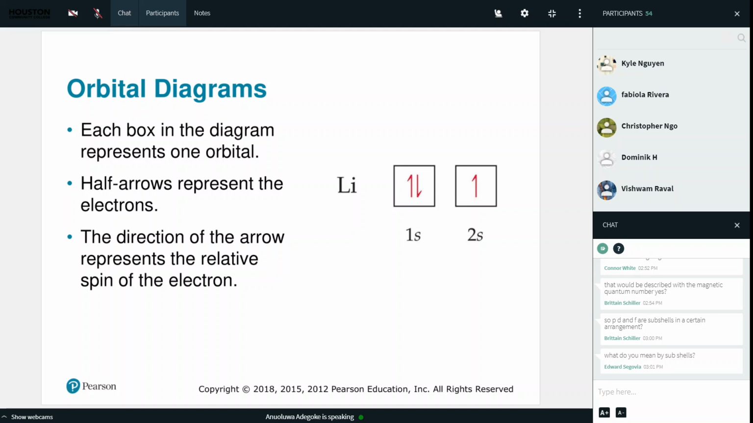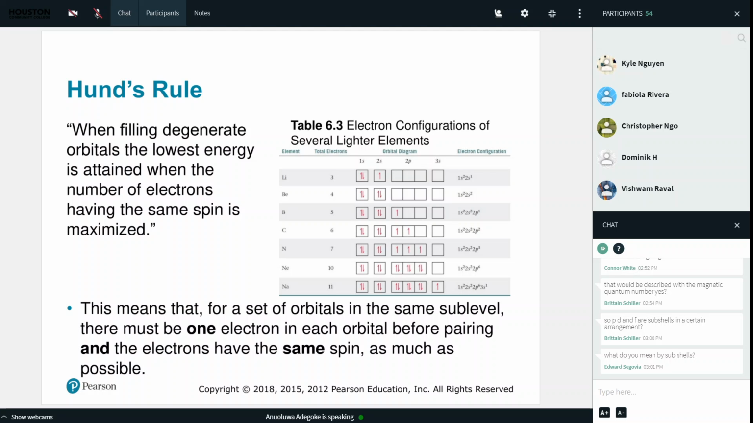All right, so let's just go to drawing orbital diagrams. To draw the orbital diagram for lithium, so basically lithium is number 3 on the periodic table. So to be able to draw the orbital diagram, we just basically draw these boxes. Now, before we get here, we need to do the electronic configuration first.